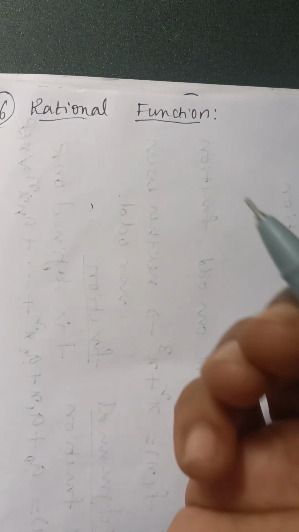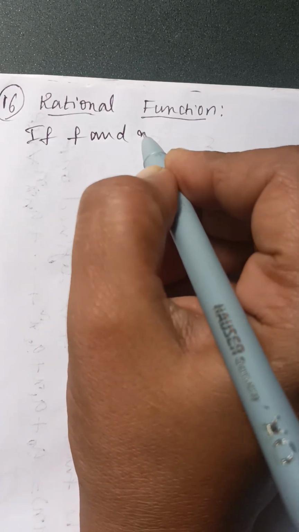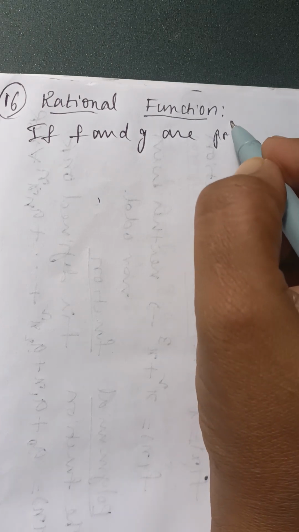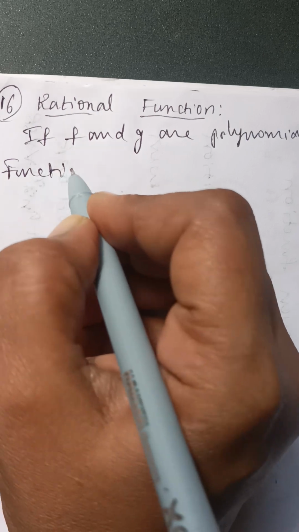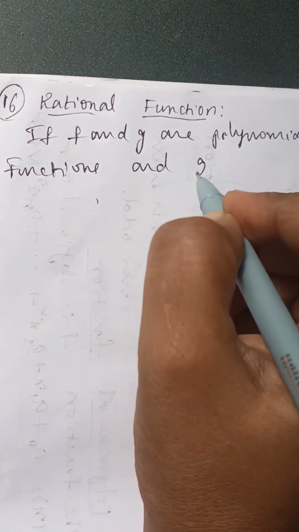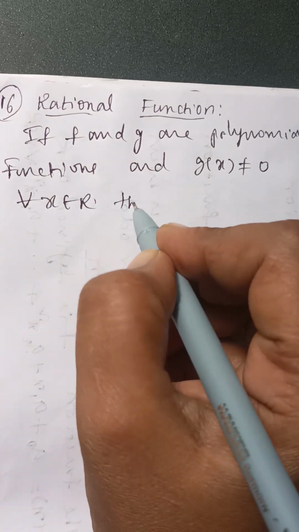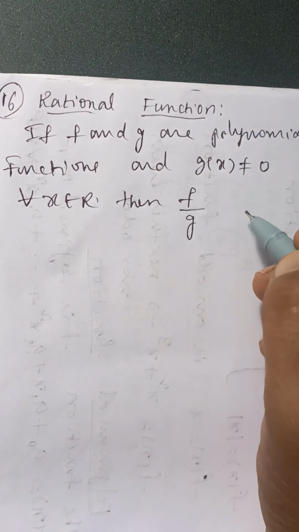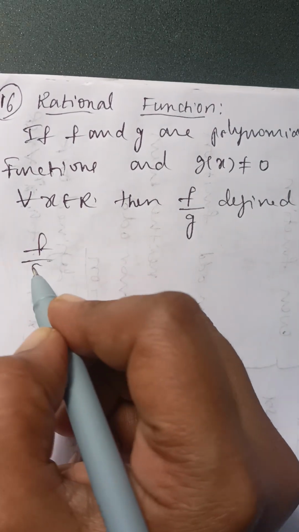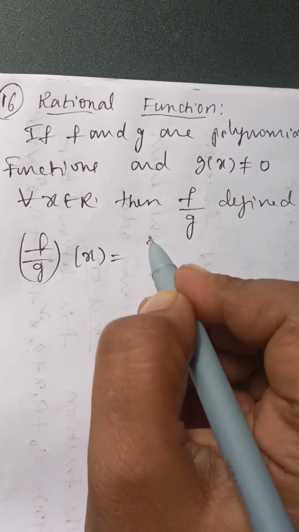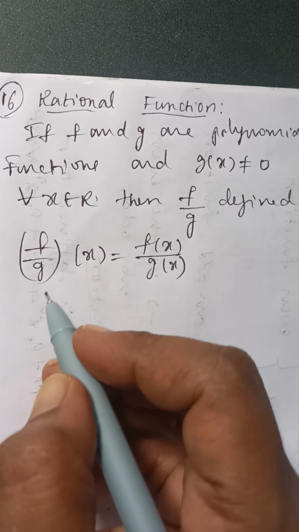Rational function. If f and g are polynomial functions and g of x is not equal to 0 for all x belongs to R, then f by g is defined as (f by g) of x equal to f of x by g of x. This is called a rational function.